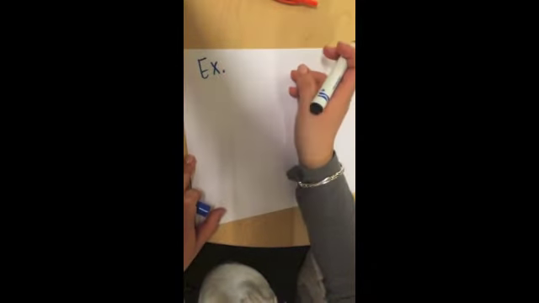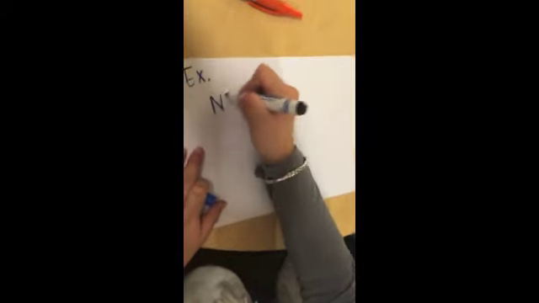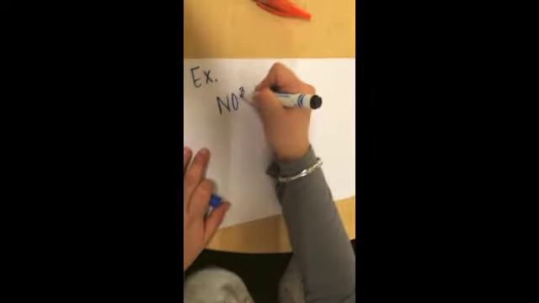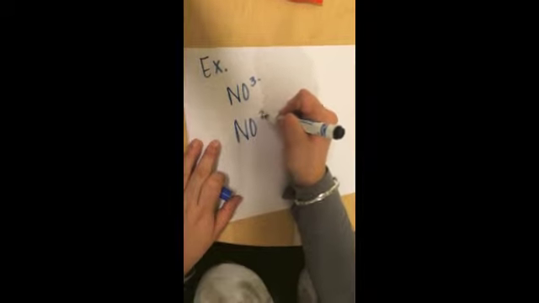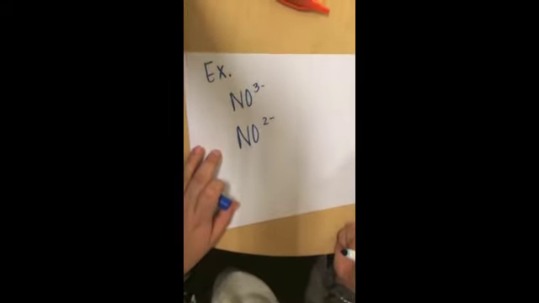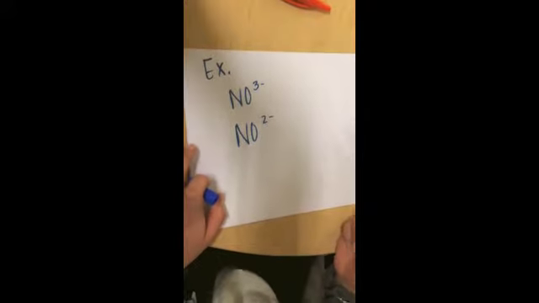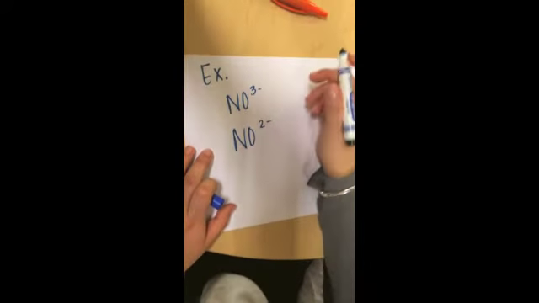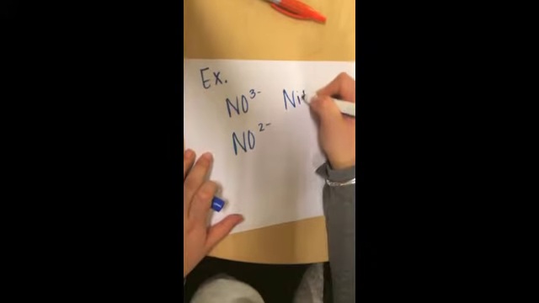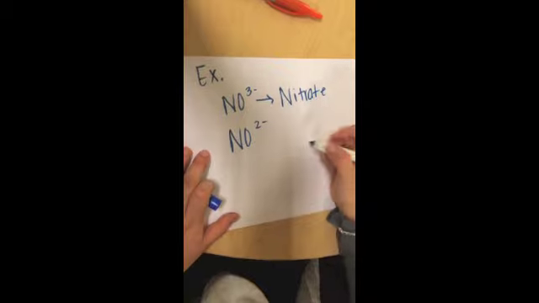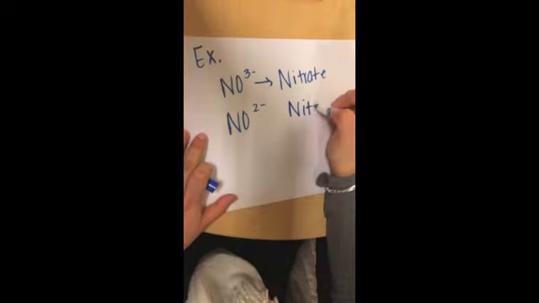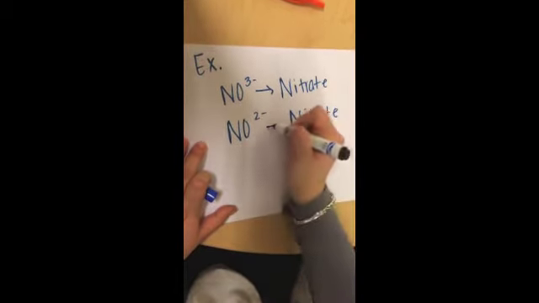Nitrogen with oxygen. So we have NO with a -3 charge and NO with a -2 charge. NO with a -3 charge is called nitrate. But NO with a -2 charge is called nitrite. And this happens because of a loss of oxygen.